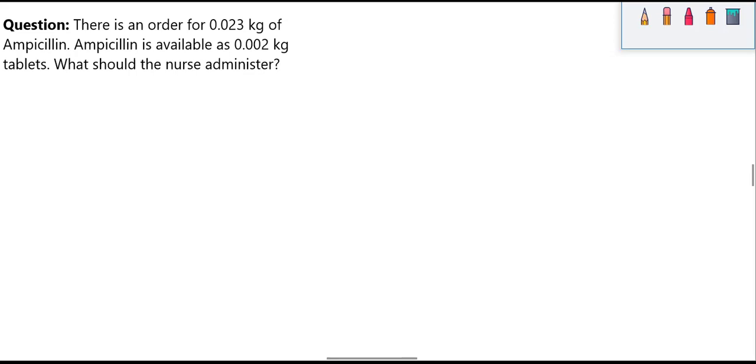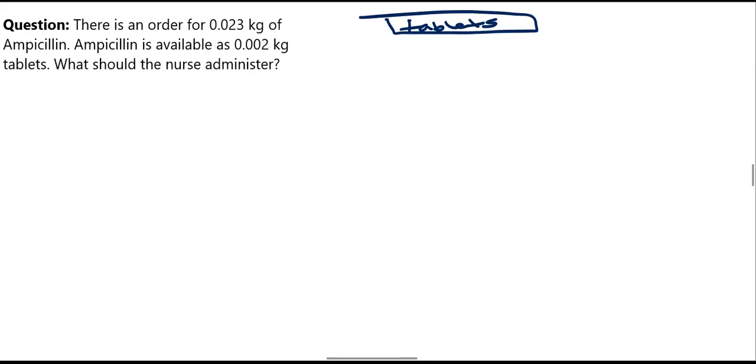There's an order for 0.023 kilograms of this particular medication, which is available as 0.002 kilogram tablets. What should the nurse administer? So we know we're looking for tablets. So this tells me, okay, this is pretty safe to use the desired over have formula.